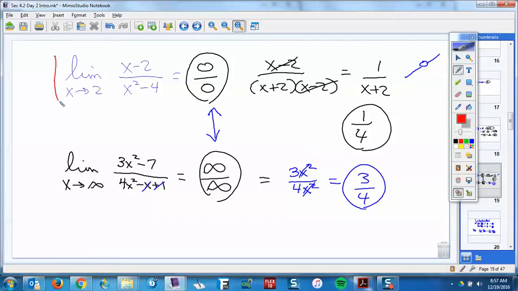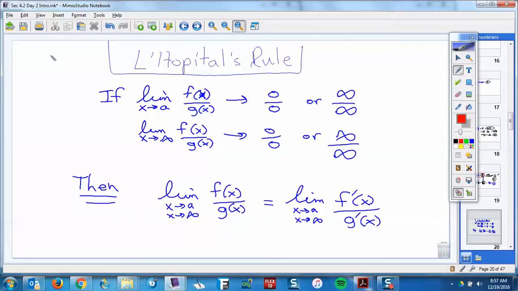So right here, as soon as I saw that I had 0 over 0, now understand, L'Hopital's rule does not work if you don't have the hypothesis part, the if part, okay? If you don't have that, then this doesn't work. So you don't do it.